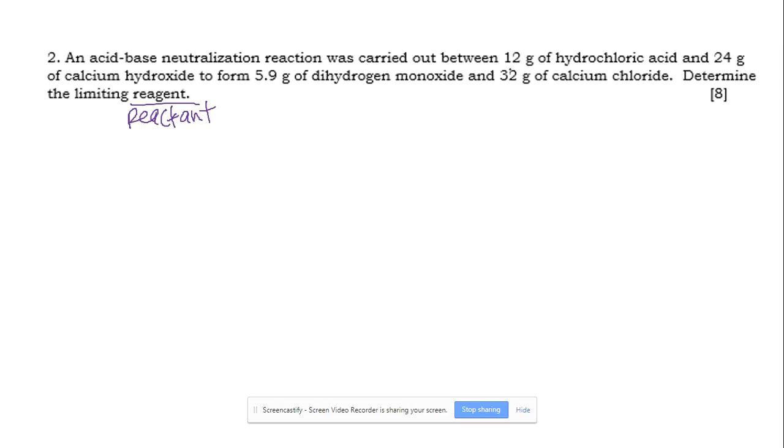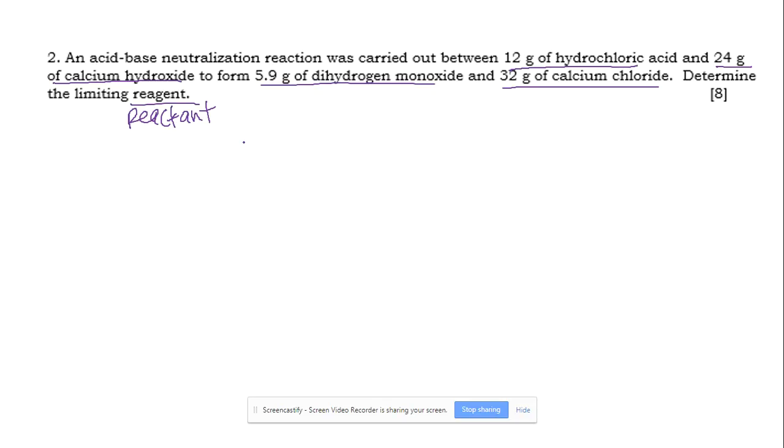It's a neutralization reaction. I have 12 grams of hydrochloric acid, 24 grams of calcium hydroxide, some water, some calcium chloride. And we need to find the limiting reactant. Which one do we run out of first? So always we need a balanced equation. We can't do stoichiometry without that balanced equation.